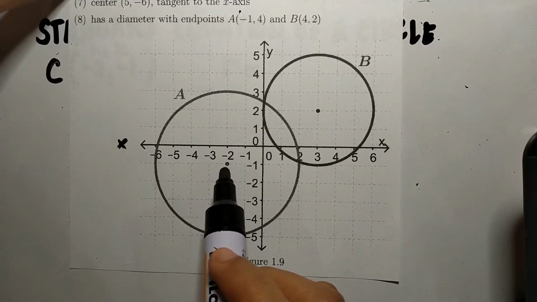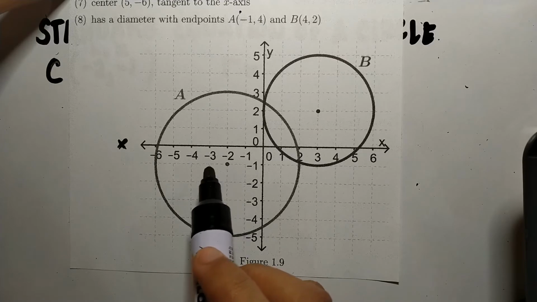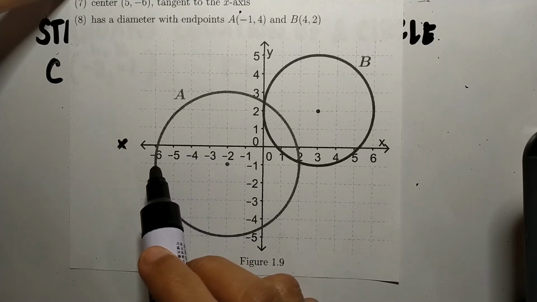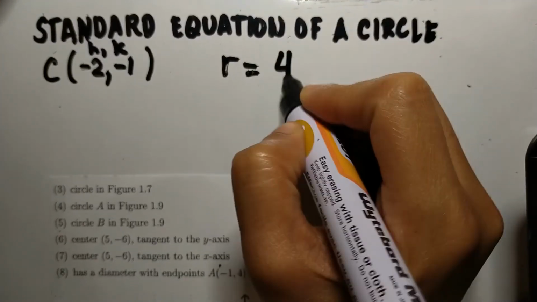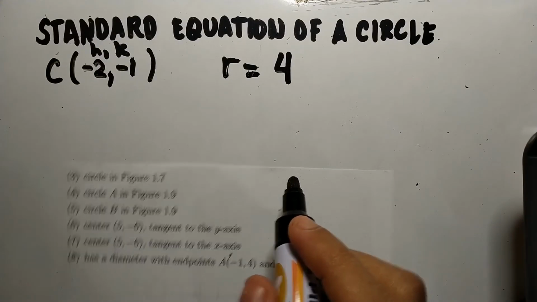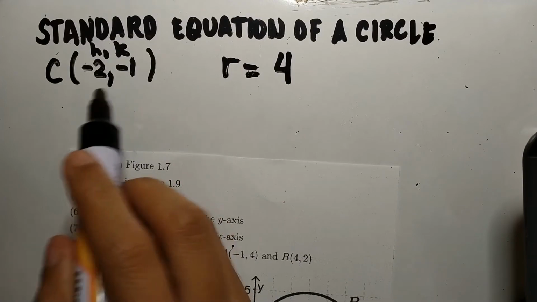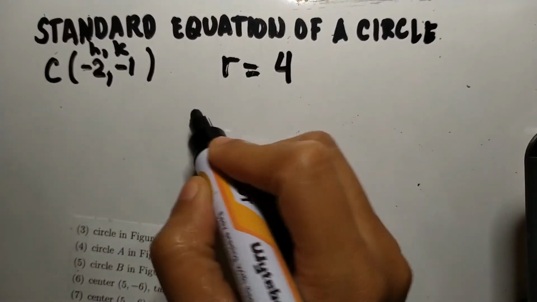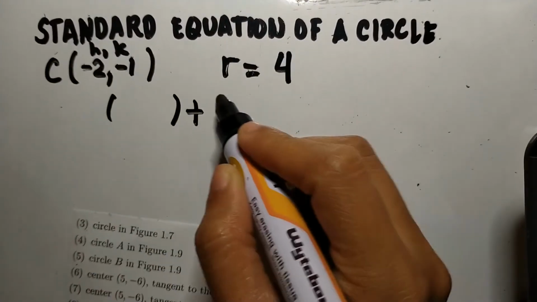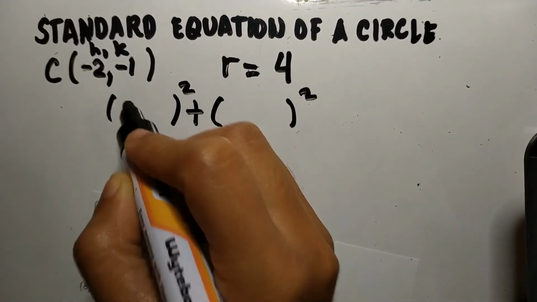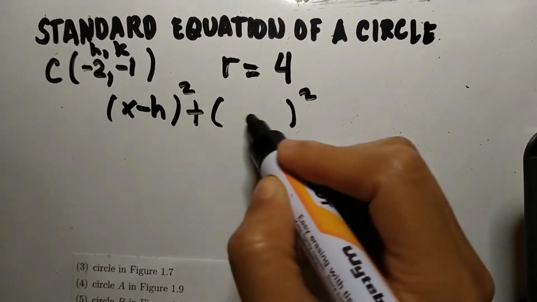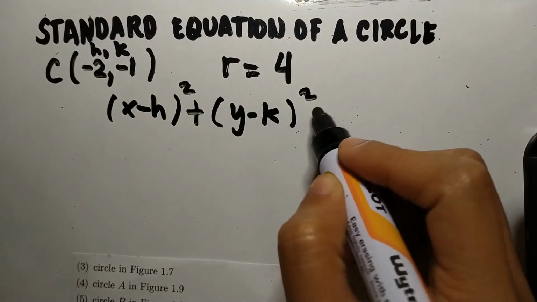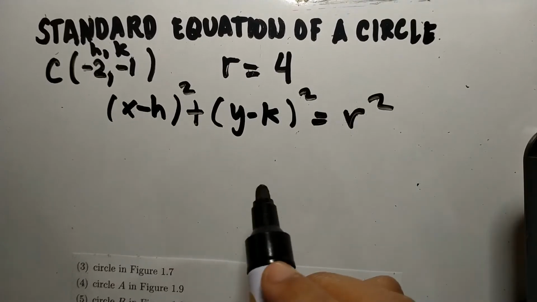Then count either vertically or horizontally, either one. We'll try horizontally. So, 1, 2, 3, 4. That's the radius, 4 units. Then we know that it is not located at the origin. So we will use the same one we used earlier, which is (x minus h) and (y minus k), then r squared.